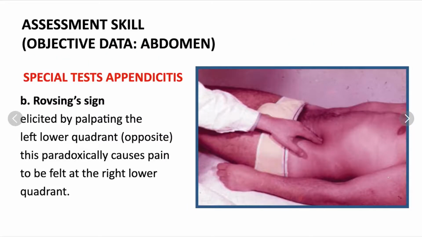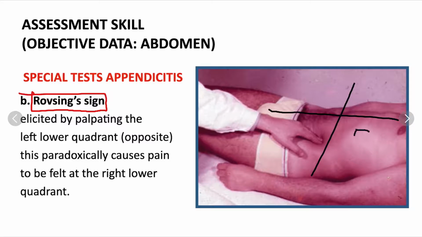The second test is the Rovsing sign. Okay, big words again. So what is the Rovsing sign? It looks intimidating when you're going to read it. This one is elicited by palpating the left lower quadrant or the opposite quadrant. Okay, so let's make divisions again. This is your left upper quadrant and this is your left lower quadrant. So opposite would be your right lower quadrant. Basically, you would just be putting pressure. You just ask permission from the patient so that you won't get kicked or boxed by the patient if there would be pain.